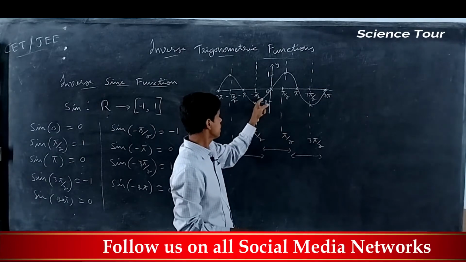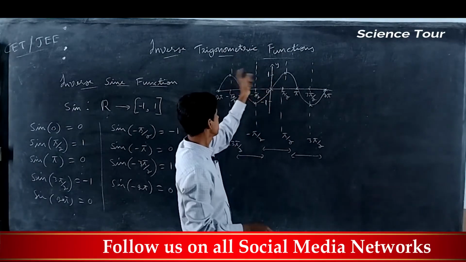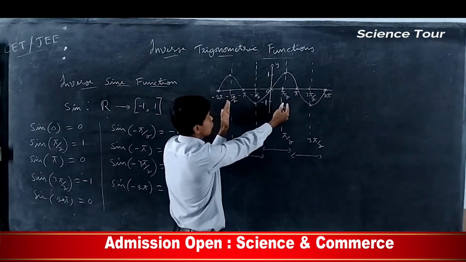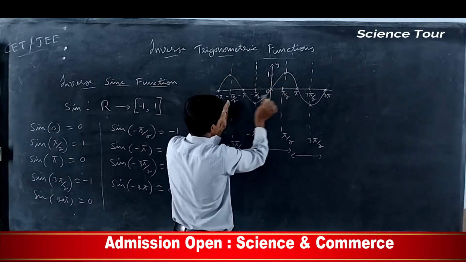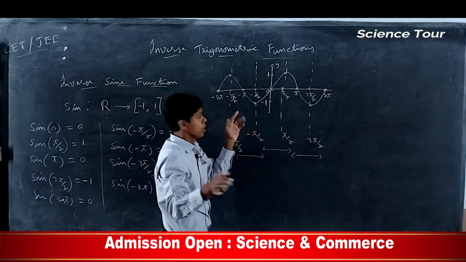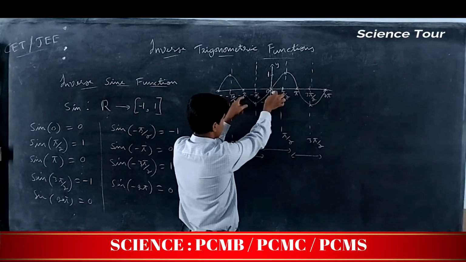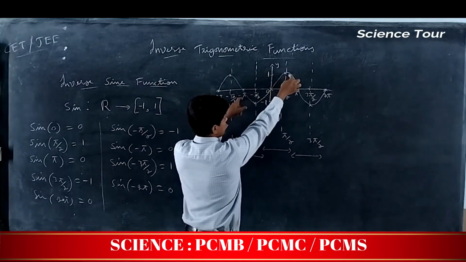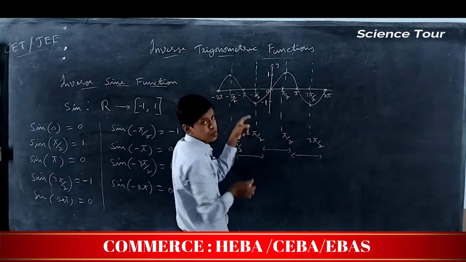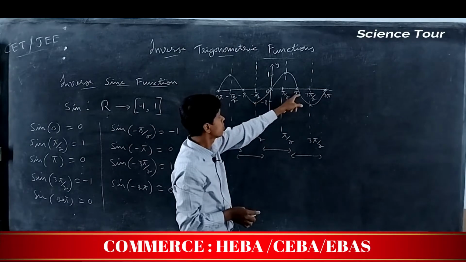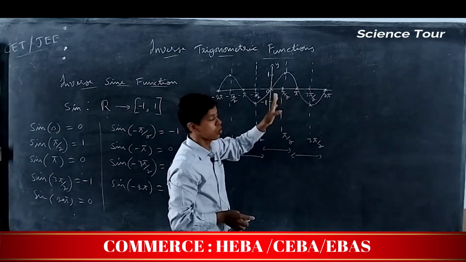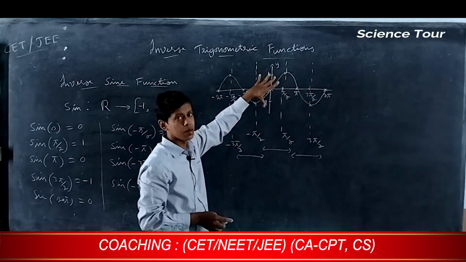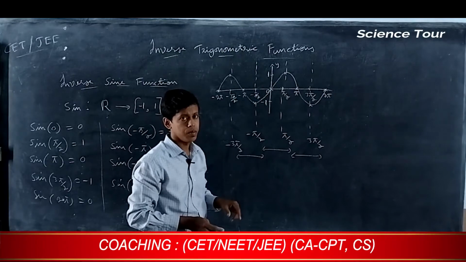Now is there any value that is repeated here? See, here 2 values are repeated. If you are taking from minus 3 pi by 2 to pi by 2, you will get 1 and 1 repeated, 0 and 0 repeated. If you take from minus pi to 0, then these two values are repeated, correct? If you are taking from minus pi to pi by 2, then again these two values are repeated. If you are taking from minus pi by 2 to pi, then these two values are repeated. So what we need to do is we have to select a branch where the values are not repeated, where the images are not repeated.